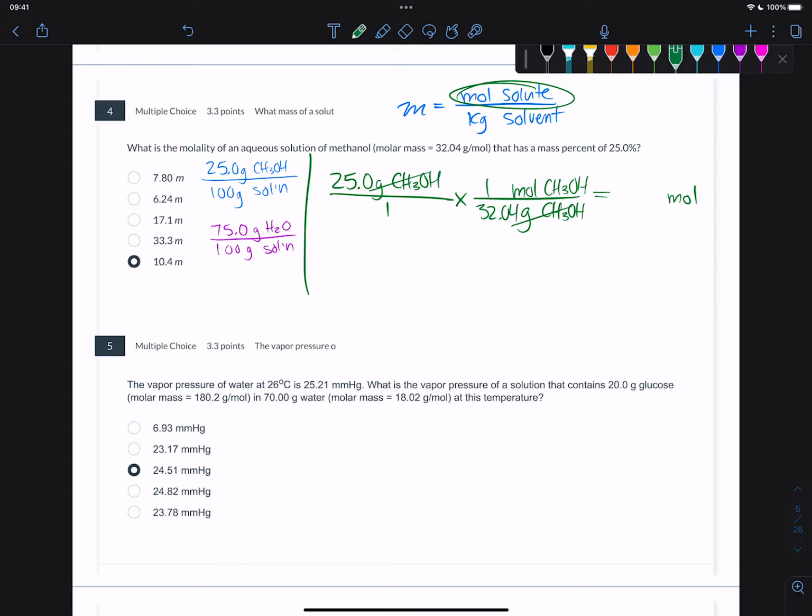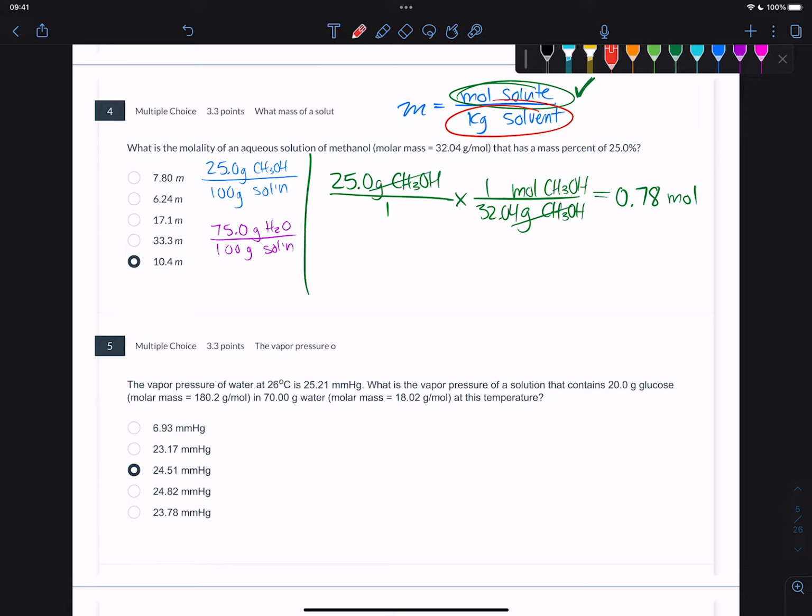I don't know off the top of my head, obviously, so let me pull out my calculator. 25 divided by 32.04 is 0.78 basically. Now that's going to give you the numerator part. That's great. Move on though with the bottom part.